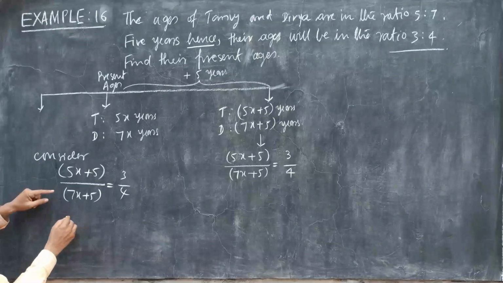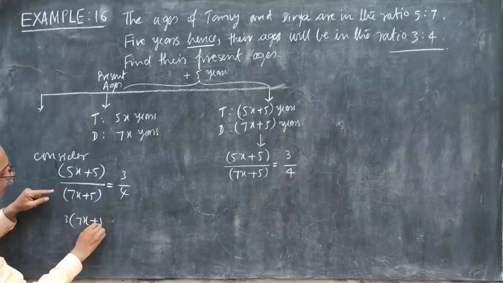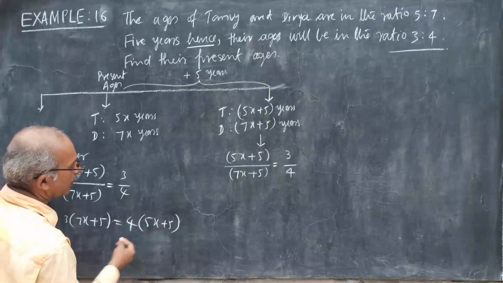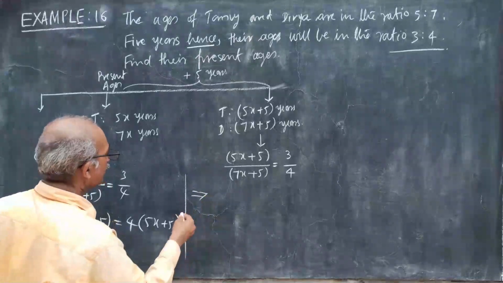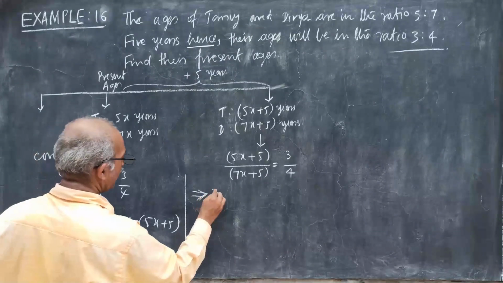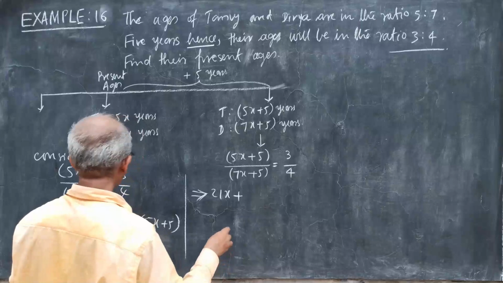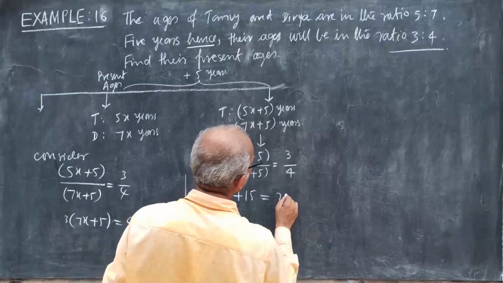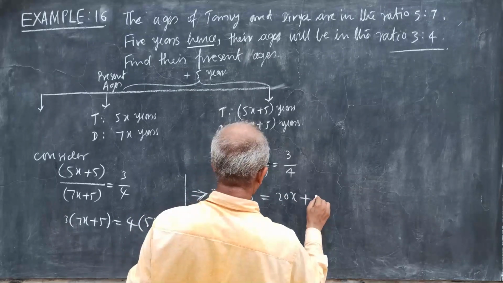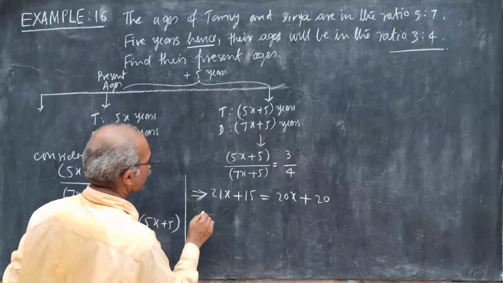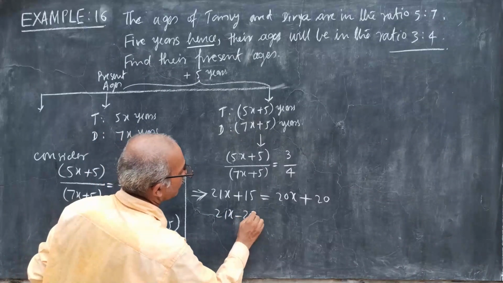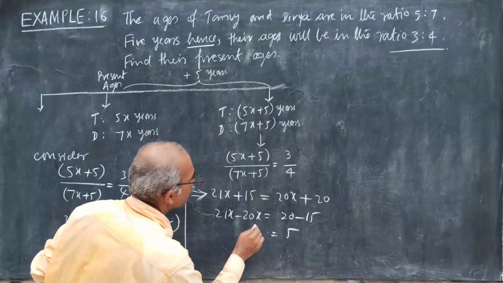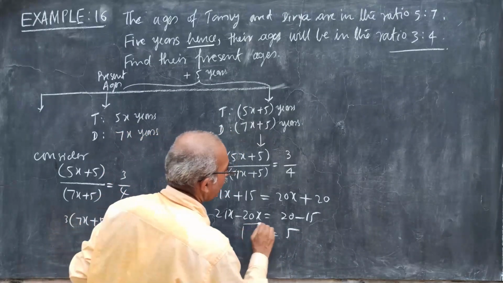Now we shall cross multiply. 3 into (7x plus 5) is equal to 4 into (5x plus 5). This implies 3 sevens are 21x plus 3 fives are 15 is equal to 4 fives are 20x plus 4 fives are 20. 21x minus 20x is equal to 20 minus 15. This is 5 years. So this is x. So we got the value of x.